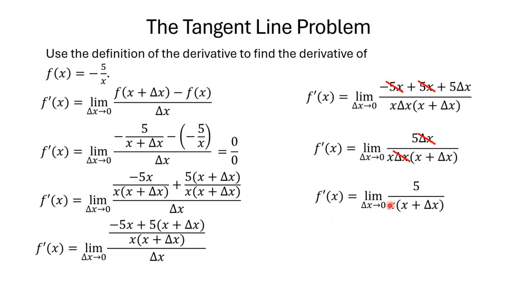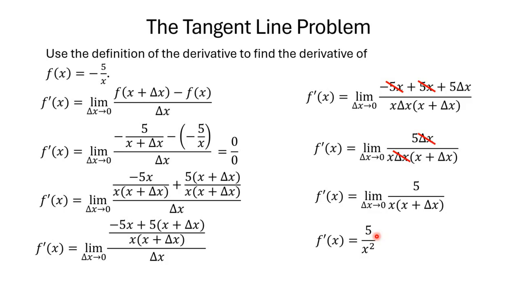And now direct substitution, if I plug 0 in here for delta x, I'm just going to get 5 over x times x, which is 5 over x squared. The function negative 5 over x, the derivative of this function is the function 5 over x squared. And there we found the derivative of a second function.